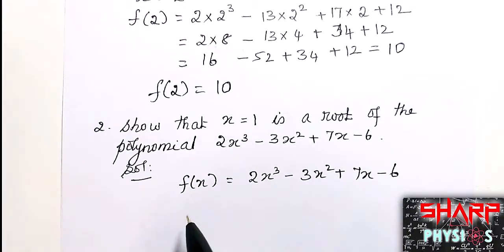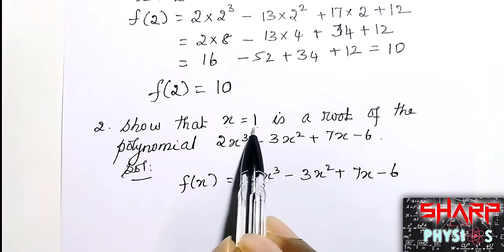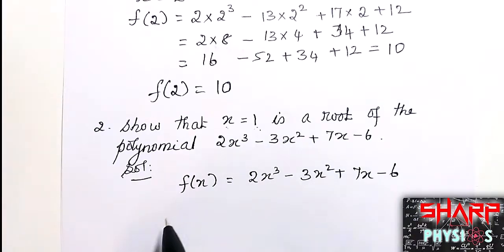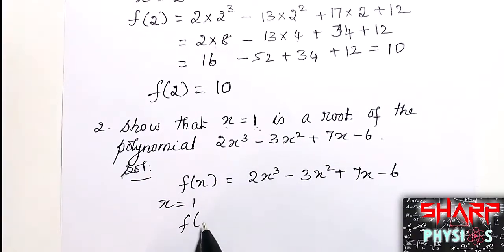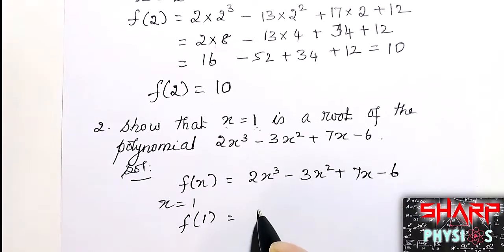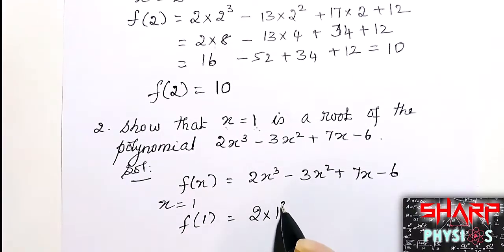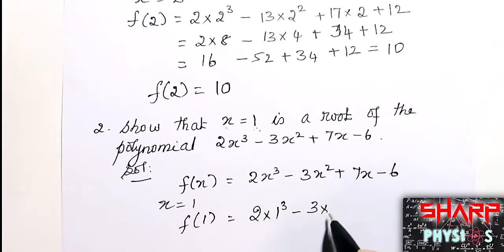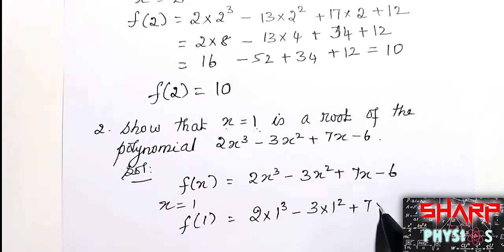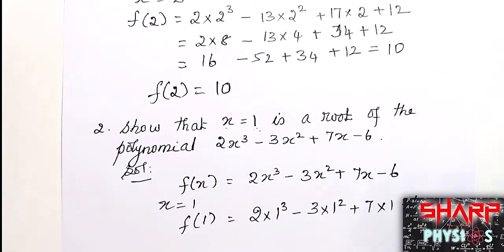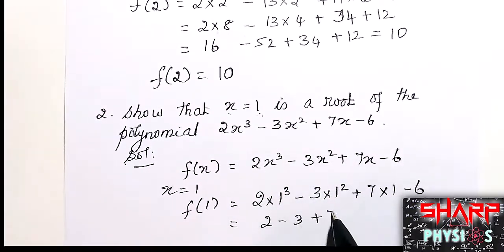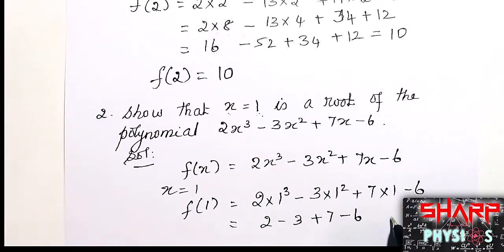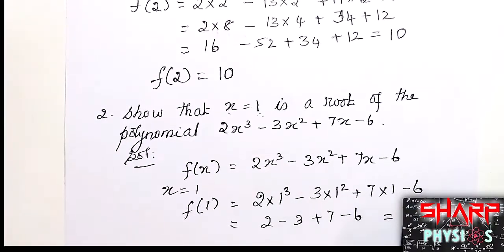As x is already given as x is equal to 1, you just substitute the value of x as 1 here and find out the answer. 2 into 1 cube minus 3 into 1 square plus 7 into 1 minus 6. When you reduce it, 2 minus 3 plus 7 minus 6. So you get the answer 0.